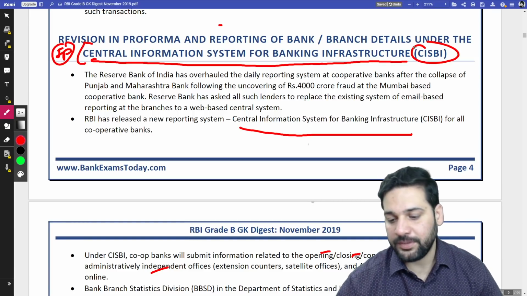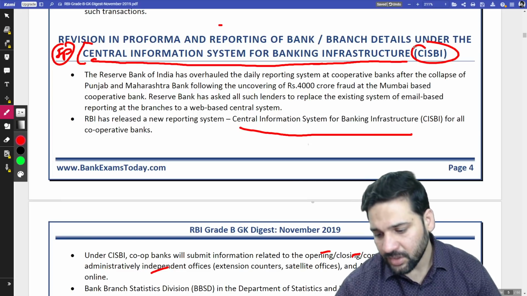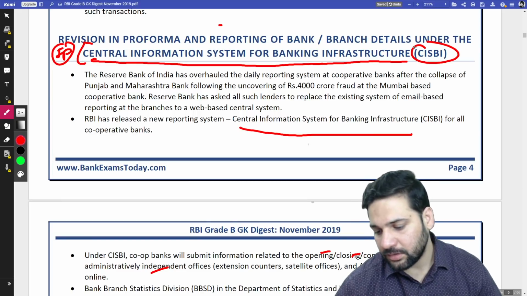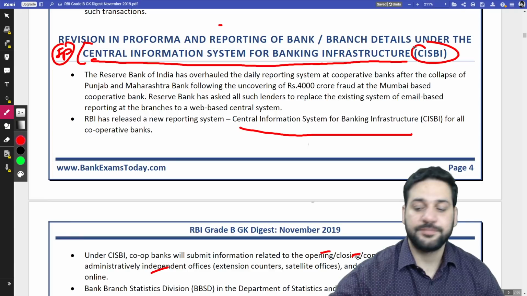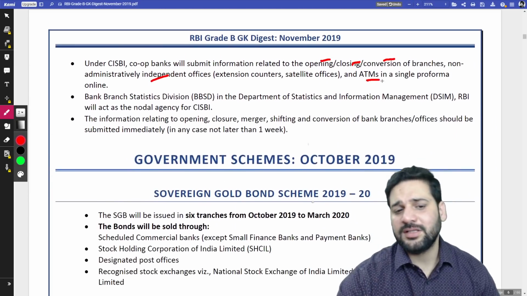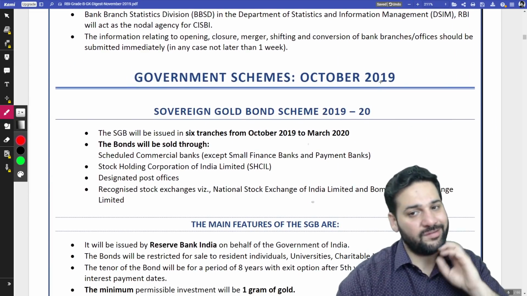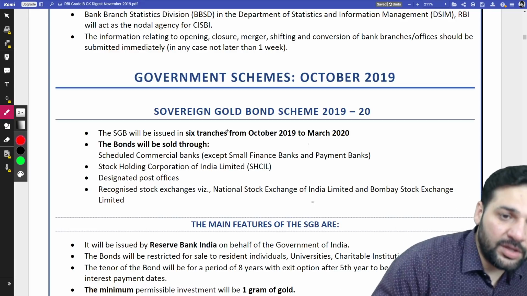Okay. So I hope you are understanding this. Let's move forward. Let's move forward. These are the RBI circulars, 3. But anyway, let's move forward to the government schemes launched in the month of October.